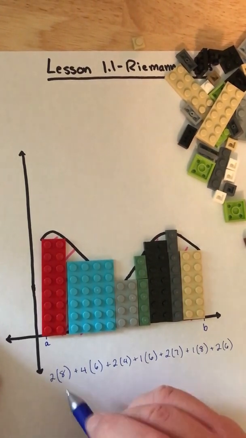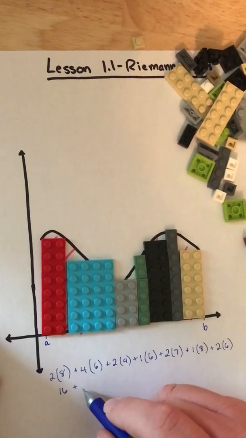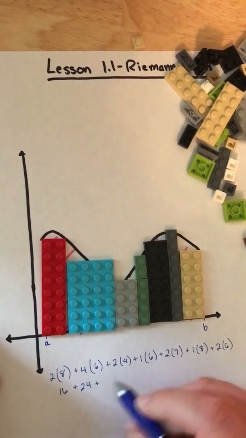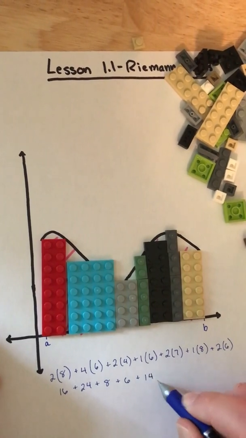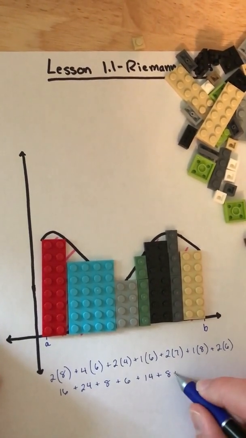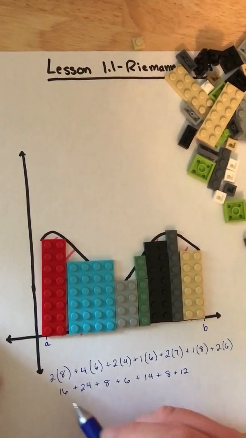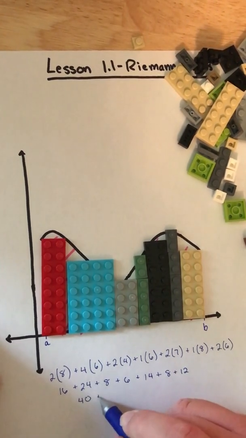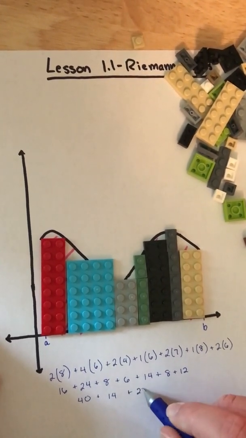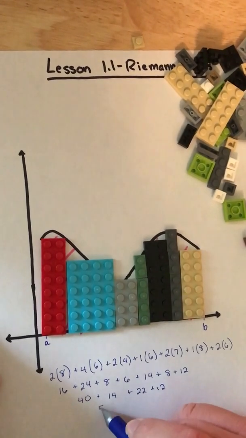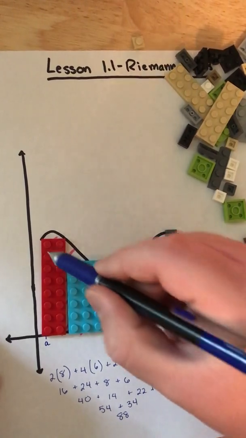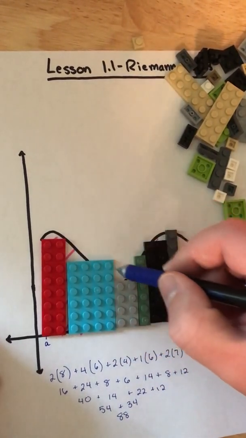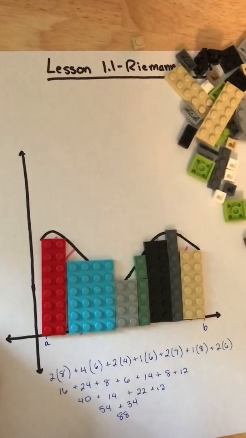So we're going to multiply them. 2 times 8 is 16, 4 times 6 is 24, 2 times 4 is 8, 1 times 6 is 6, 2 times 7 is 14, 1 times 8 is 8, 2 times 6 is 12. Then I'm going to add them all up. And that means that f, the black curve that I drew at the beginning, is approximately 88 studs of area.